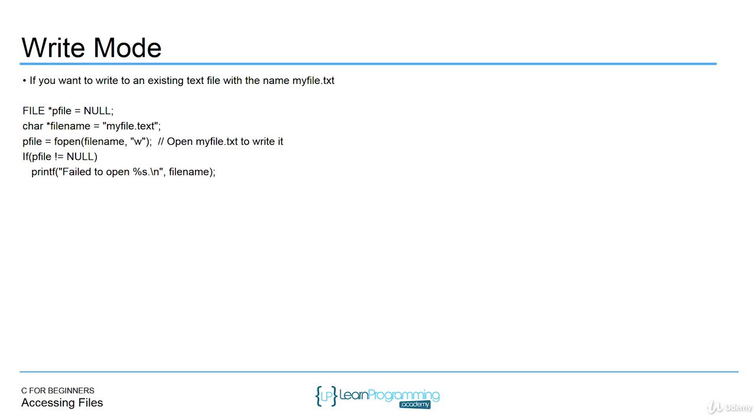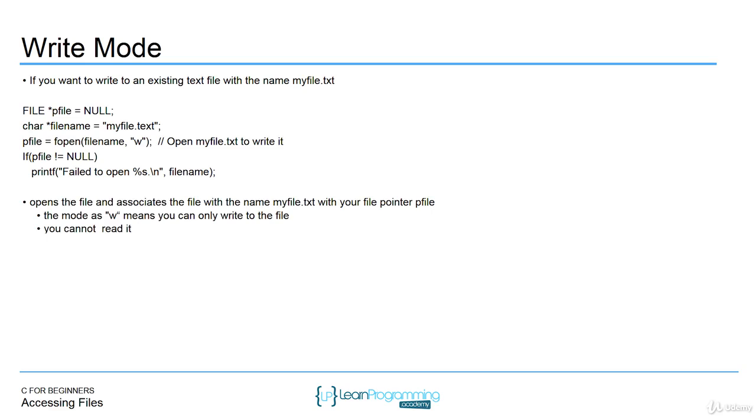You then want to check to make sure pfile is not equal to null, because if it failed to open for any reason, maybe the file name was wrong or it didn't exist, then you wouldn't be able to write to it. So you always want to do the if check and print out some information if it doesn't open. This code will open up the file, and it will associate the file with the name myfile.txt with your file pointer pfile. The mode "w" means we can only write to the file. You cannot read from it.